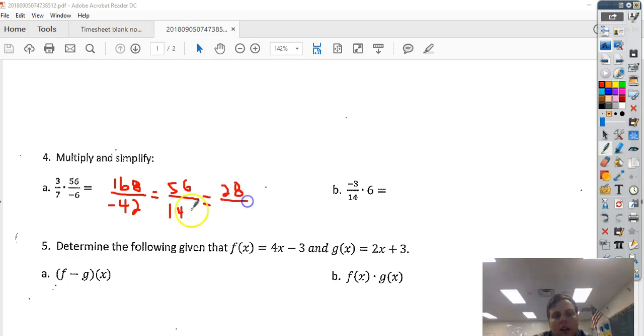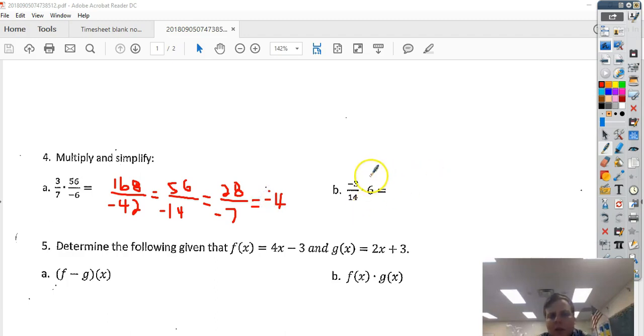2 goes into 14 7 times. And then 28 is divisible by 7, which is just 4. Oh, I lost a negative, didn't I? I'm sorry. Negative. So 28 divided by -7 is -4.